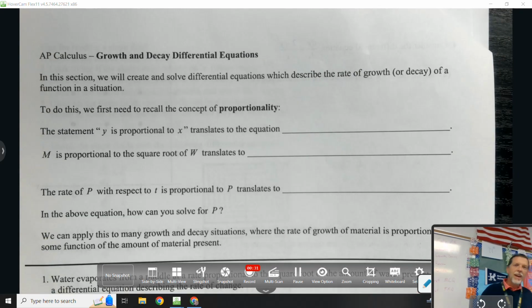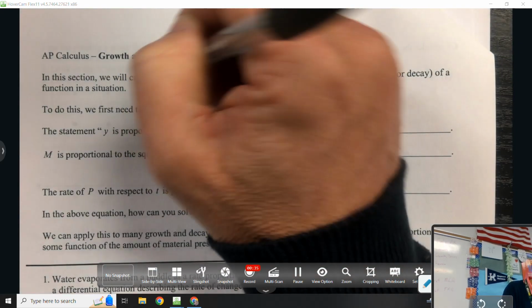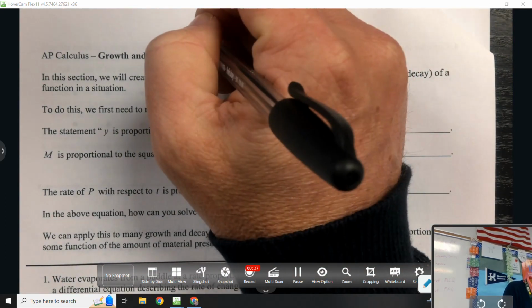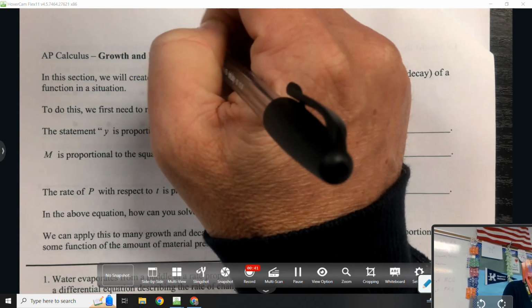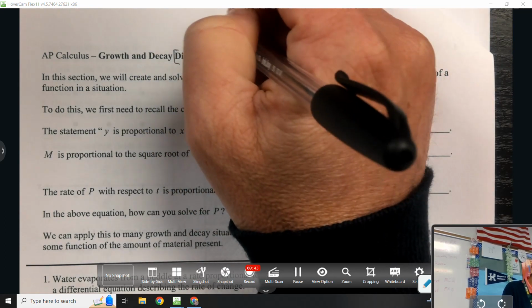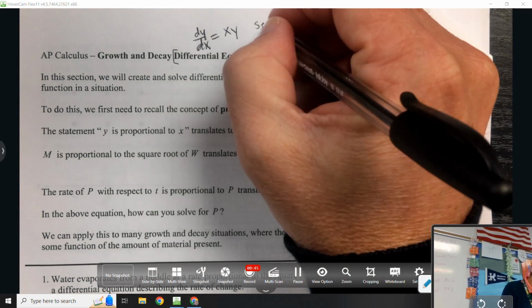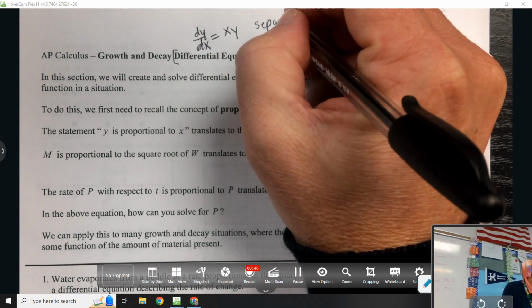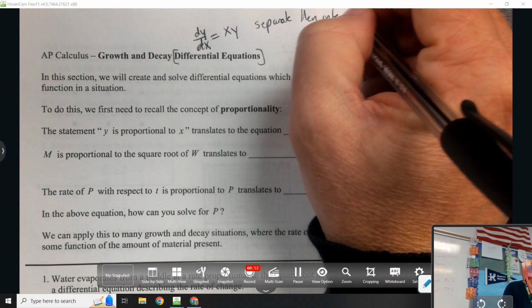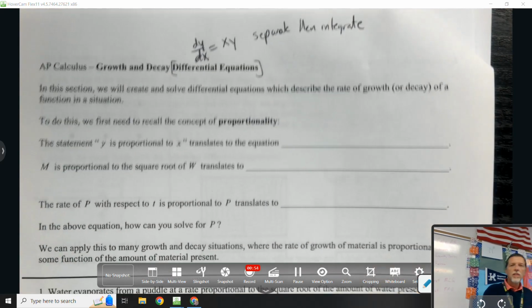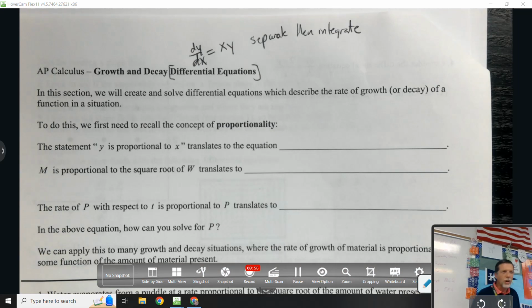So looking at the notes packet, growth and decay differential equations. Okay, we've done differential equations already. Differential equations is where you have dy dx equals whatever, x times y, where we separate and integrate. Separate, then integrate. So we have done differential equations. That's what we started this unit with long ago.